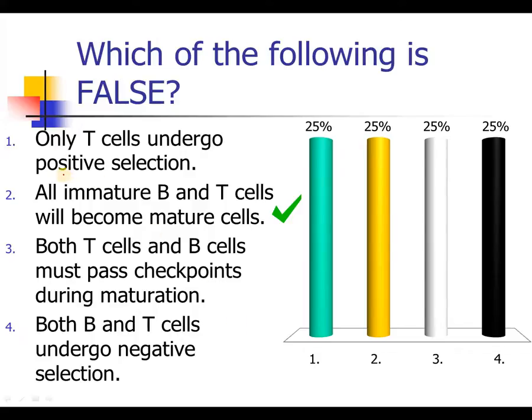So 1 is true, only T cells undergo positive selection. 3 is true, they have to pass checkpoints during maturation. And 4 is true, that both B cells and T cells undergo negative selection. Not all of them are going to end up mature cells, so this is the one that is false.